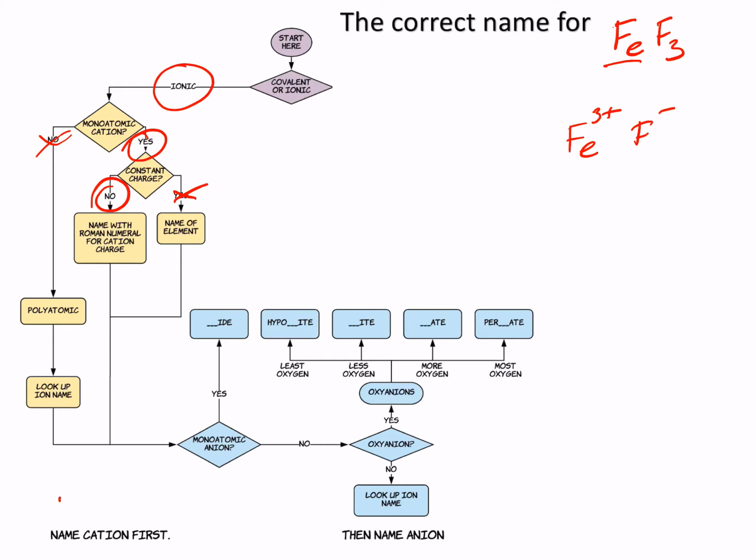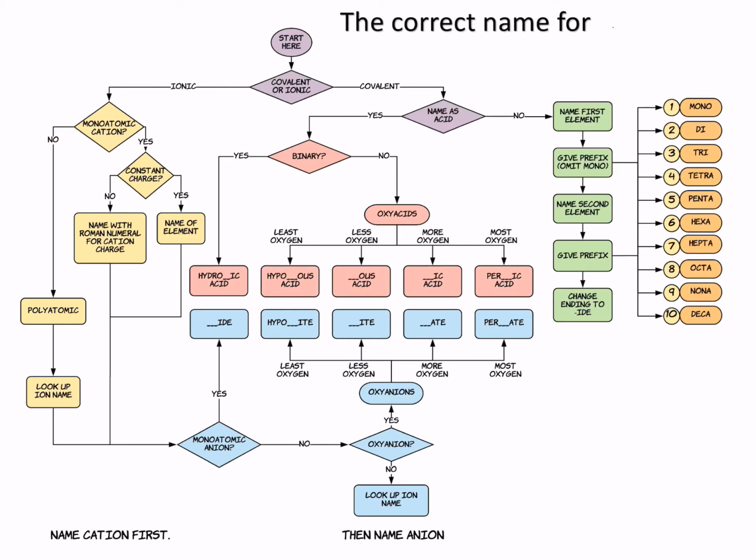we name the cation first. Iron 3. Okay. So once we have that done, then we move into the anion. Is this a monatomic ion? Well, actually, yes, it is a monatomic ion. We forget about this side of the diagram now, and then we change that to ide. So this is fluoride.